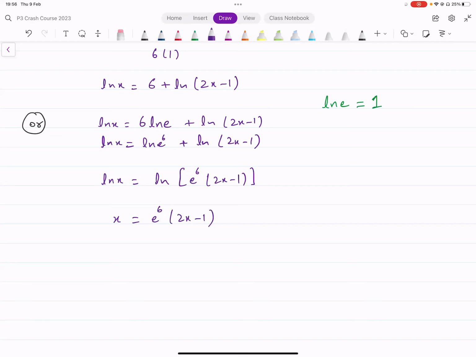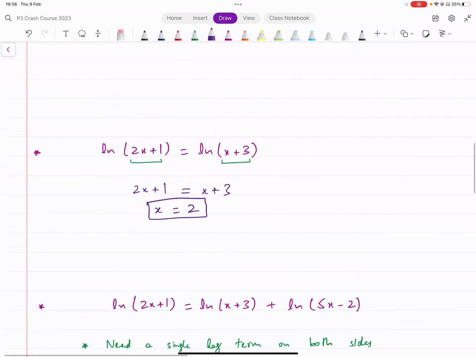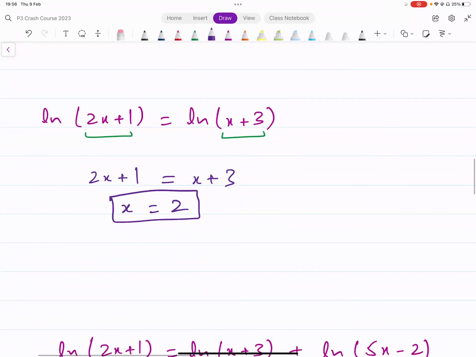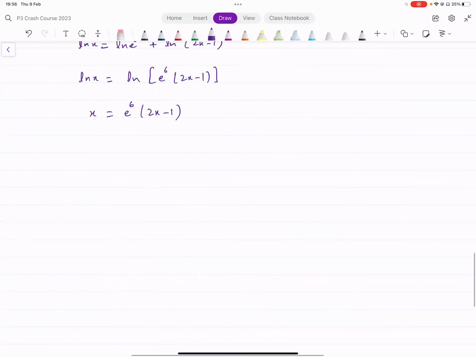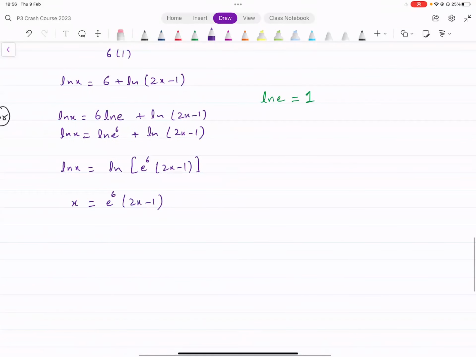So you've actually converted it to the form that was here. One single log on both sides, you just equate the part that is inside the log. All right. And this is what you end up getting from that. So the trick is you multiply the constant with ln e, and that helps you convert 6 to ln e raised to power 6 using the power law.